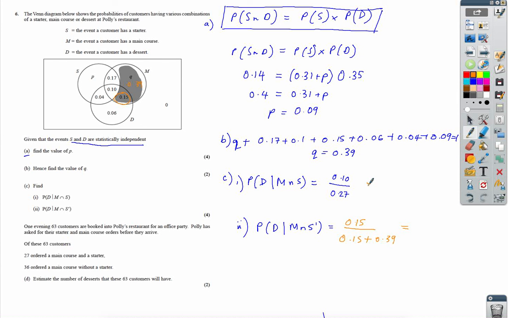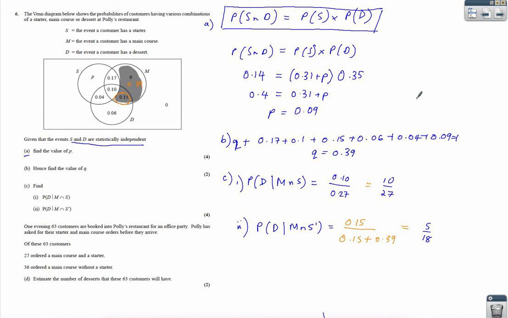Both of these simplified quite nicely. So this one came out to be just 10 over 27. You can leave it like that. And this one comes out to be 5/18. You can, of course, do these two with the formulas, and you'll get exactly the same answer. This formula would have been probability that they had dessert and main and starter over the probability that they had main and starter. So dessert and main and starter is 0.10 over main and starter 0.27. And you could do the same thing down here. They will work just as well, not a problem.